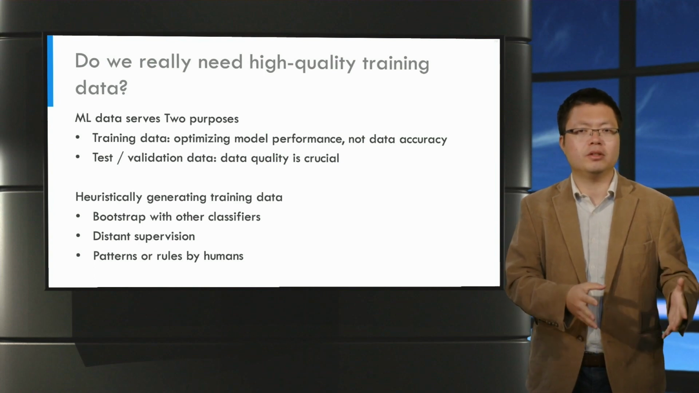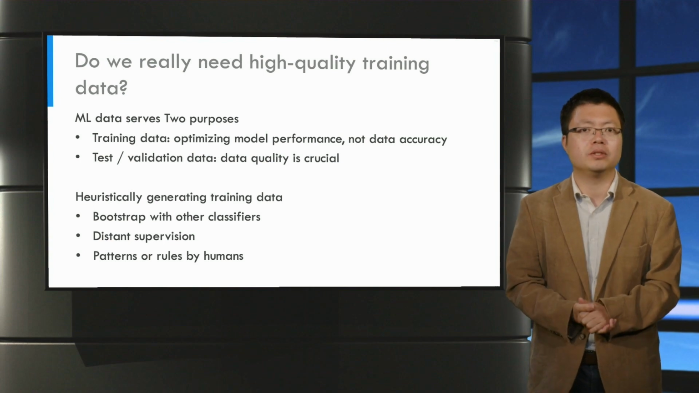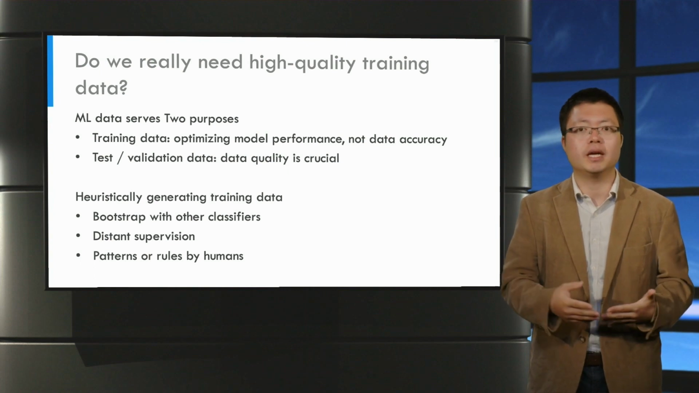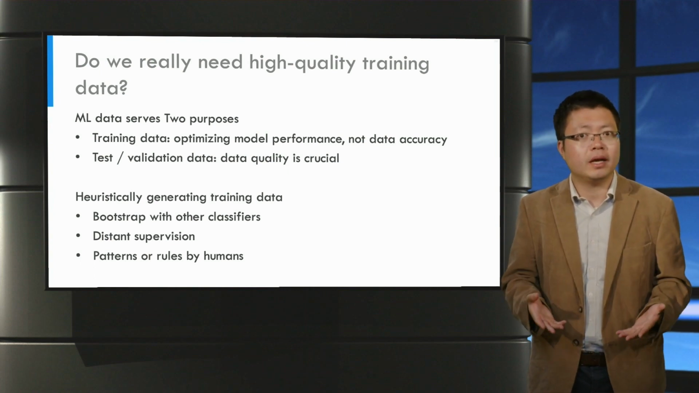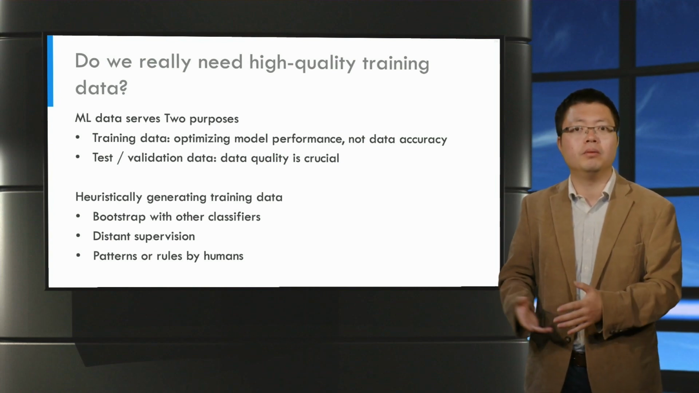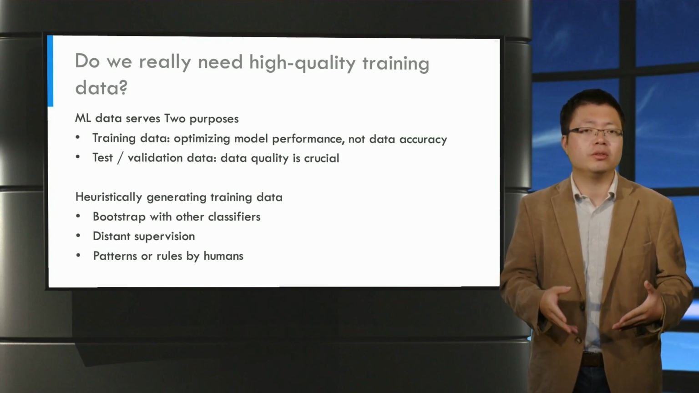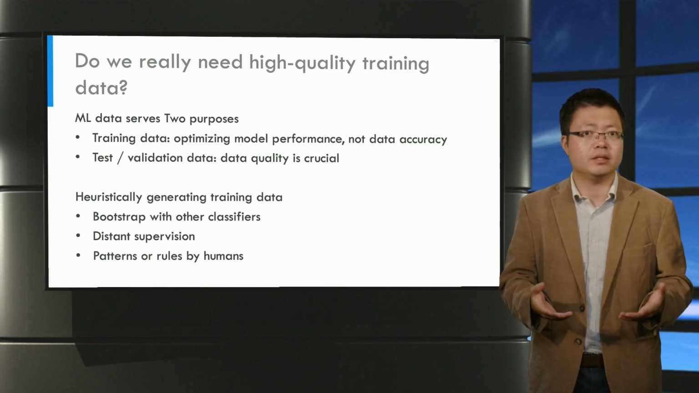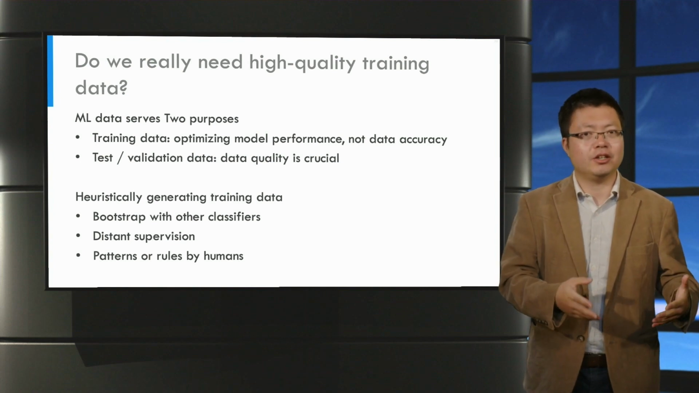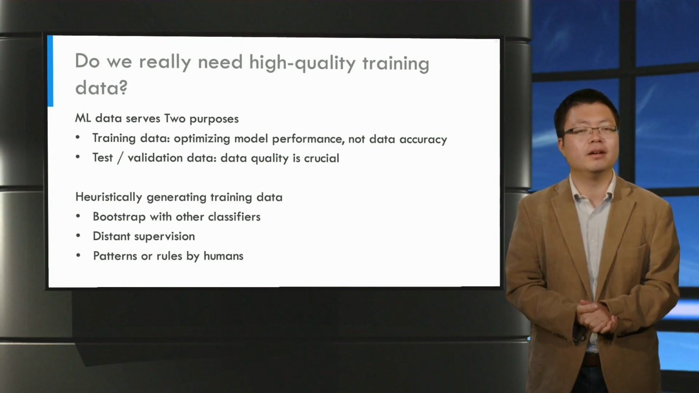There are a bunch of methods that would allow us to efficiently generate a large number of low-quality labels. These include bootstrapping with other classifiers, meaning that we can use some classifiers that are not perfectly trained to label instances and use those labels to train our target model. Distant supervision, which means using external databases to heuristically label instances. This is an important technique used in knowledge base construction. Here we do not go in depth.